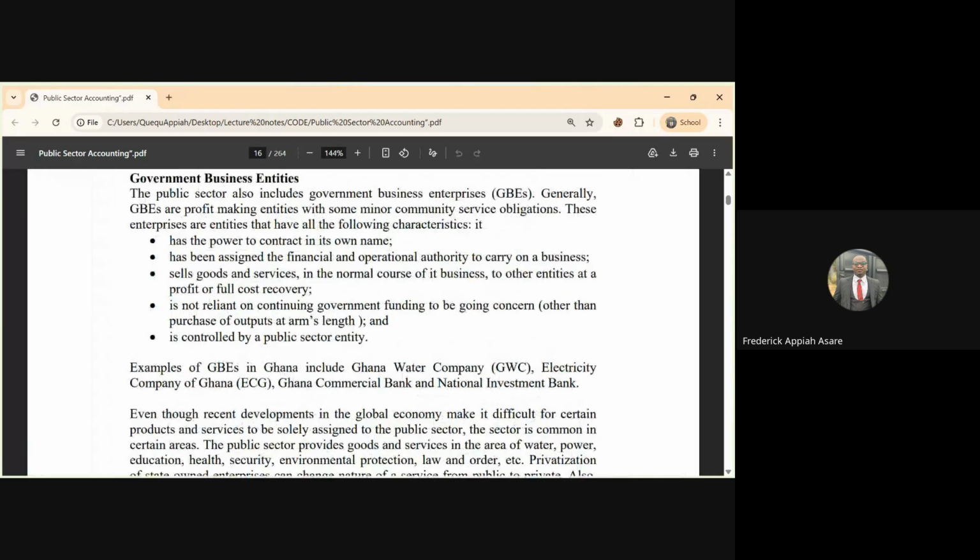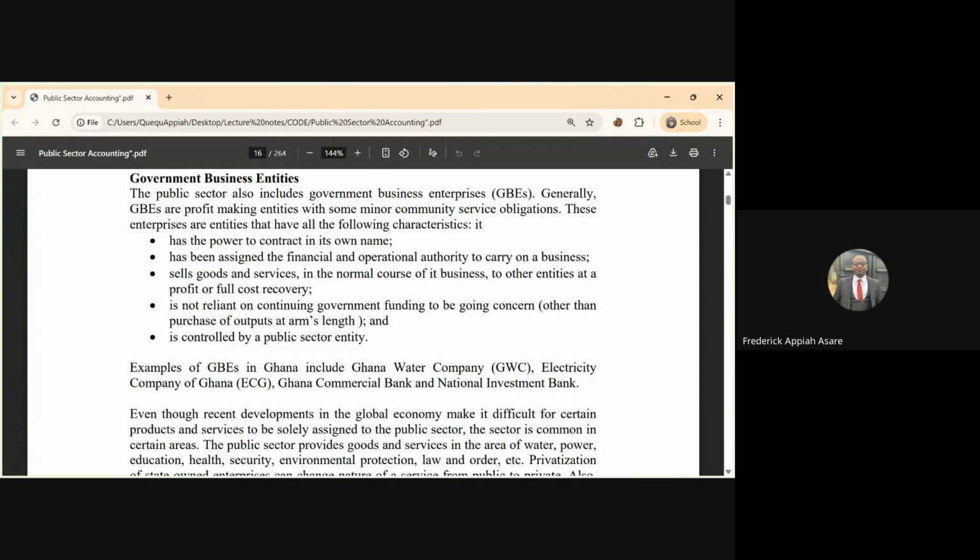So these are some of the characteristics of a government business entity. They have power to contract in their own name. They have been assigned the financial and operational authority to carry on business. So they have the operational power and the financial power to carry on any business that they prefer. And that is another characteristic of a government business entity.